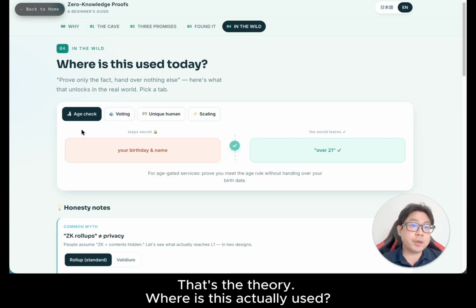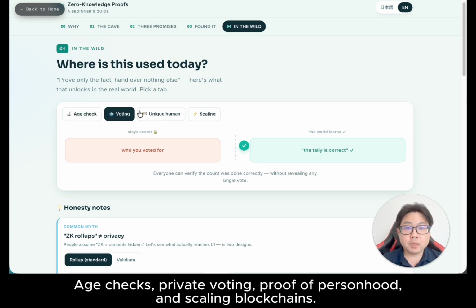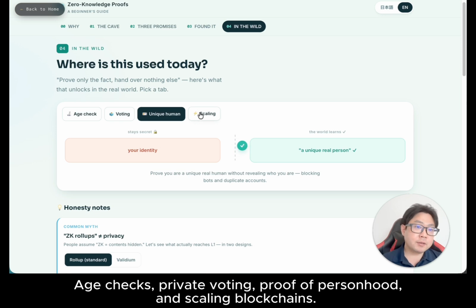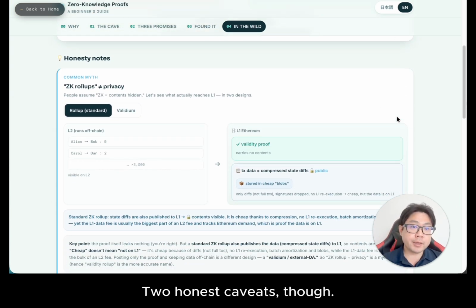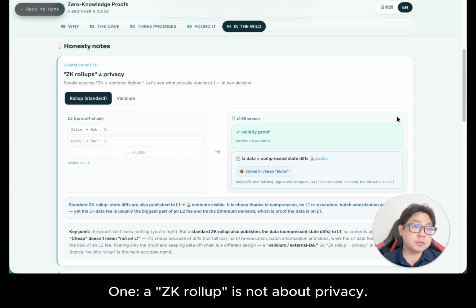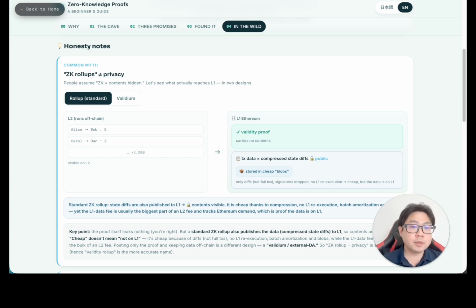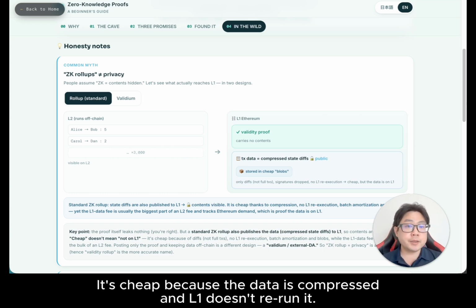That's the theory. Where is this actually used? ID, private voting, proof of personhood, and scaling blockchains. All the same shape. The secrets stay home, only the check goes out to the world. Now, two honest caveats though. 1. A ZK rollup is not about privacy. A standard rollup publishes not just the proof but the transaction data to L1. It's cheap because the data is compressed and L1 doesn't rerun it.